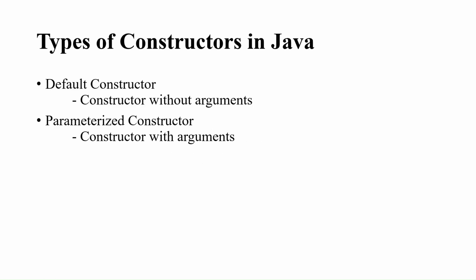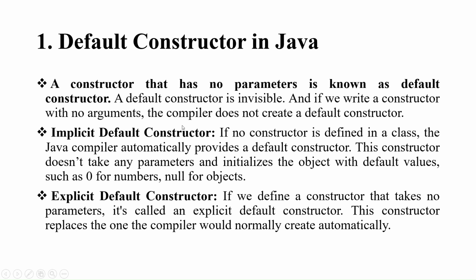Already we saw that there are two types of constructor, the constructor without arguments and the constructor with arguments. Constructor without arguments is called the default constructor. Constructor with arguments is called the parameterized constructor. Now we will see the first type, default constructor. The default constructor is a constructor that has no parameters. In the constructor definition, we will not specify the parameters. That is called the default constructor.